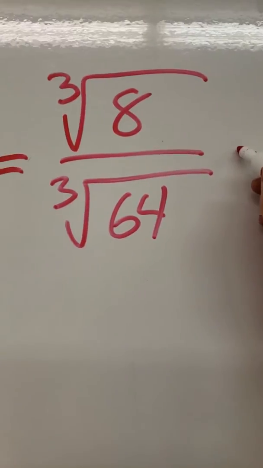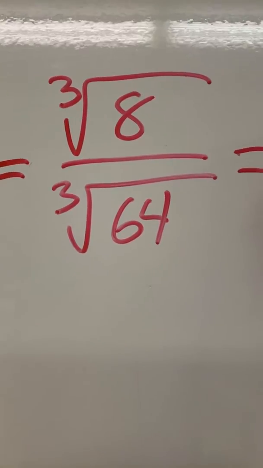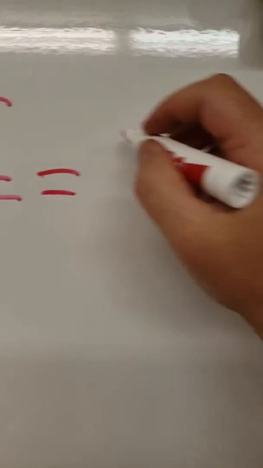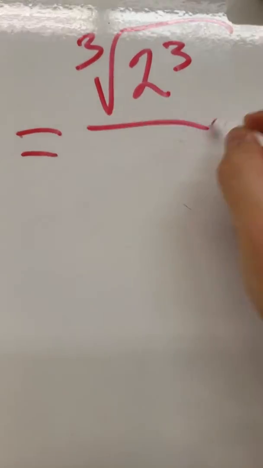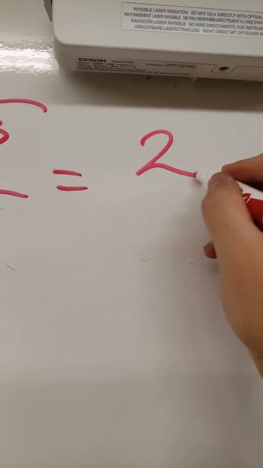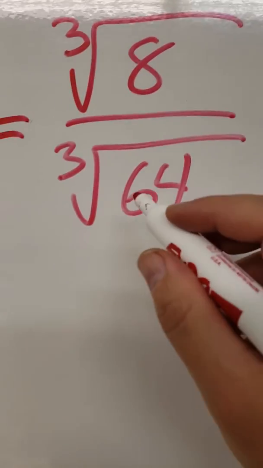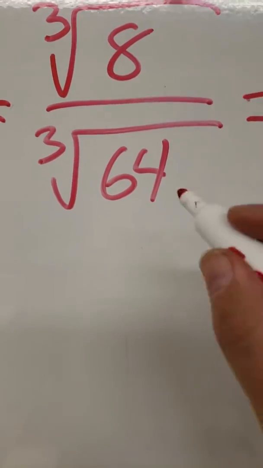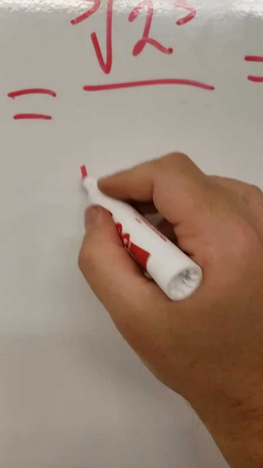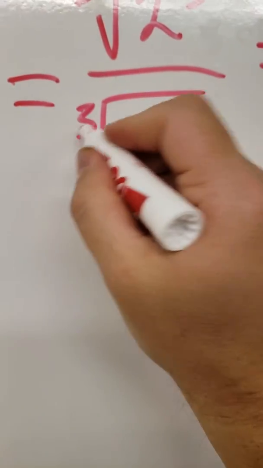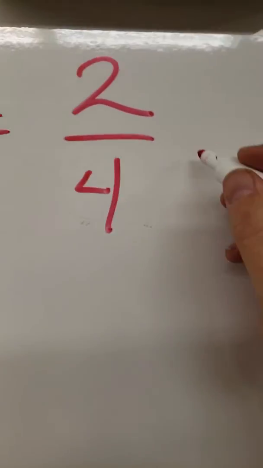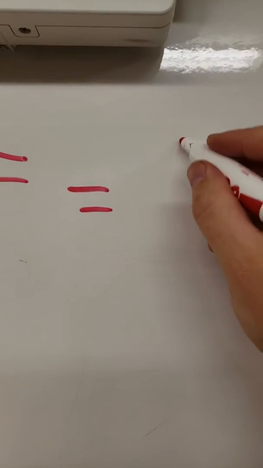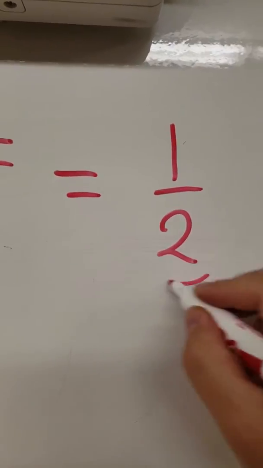The cube root of 8: the matching number that multiplies to make 8 is 2 times 2 times 2. So that would be the cube root of 2 cubed, which is equal to 2. And the matching number that multiplies to make 64 is 4 times 4 times 4. So I'm doing the cube root of 4 cubed. Cube root and cube cancel out. I'm left with 4, which means that this reduces down to 1/2.